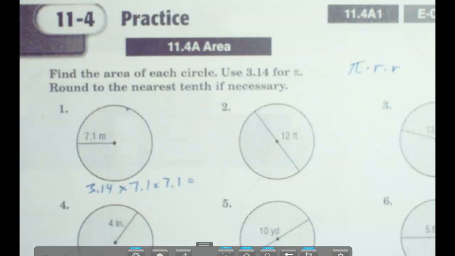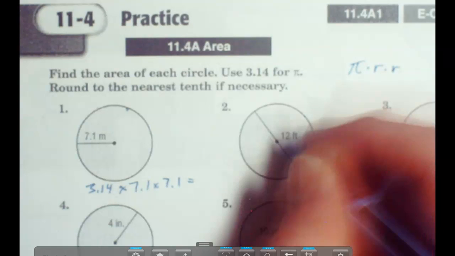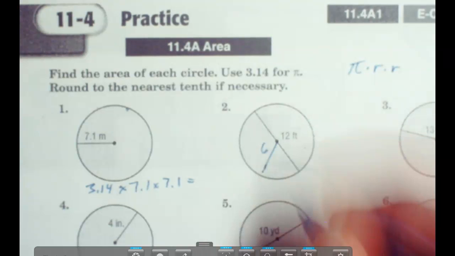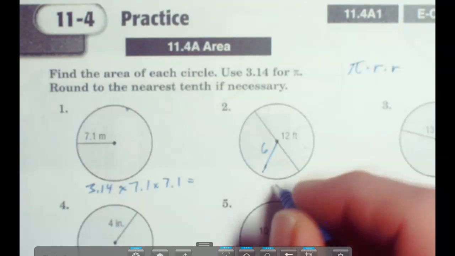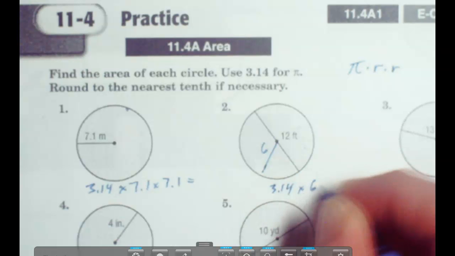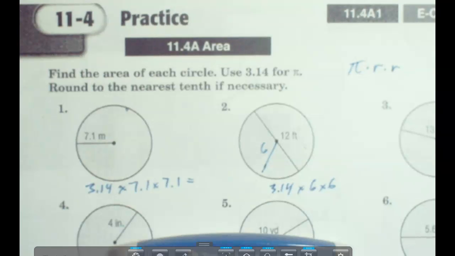But let's do another one here. Now we have a diameter. Now a lot of kids think it's going to be 12 times 3.14 times 12 times 12, but that's not it. We have to find the radius. The diameter is 24, the radius is 6. So my answer is going to be pi r, 3.14 times 6 times 6. Or you could do 3.14 times 36, because that is what 6 times 6 is. So let's just pop a couple of these in and see what we got here.